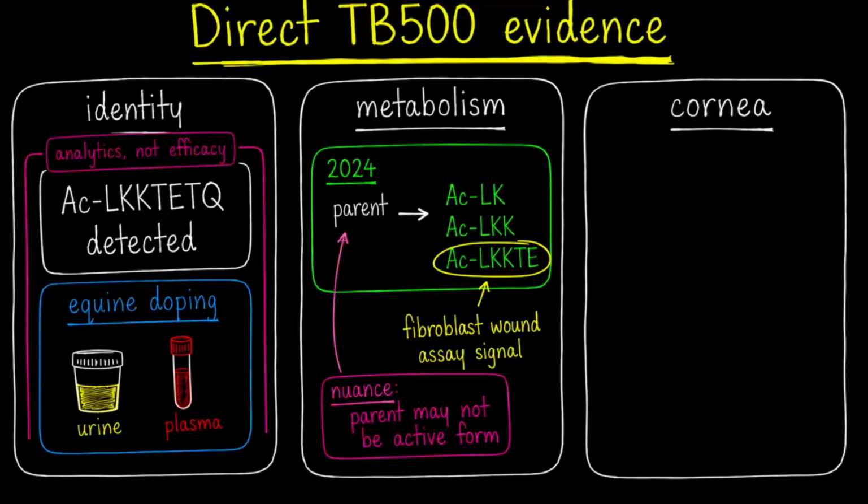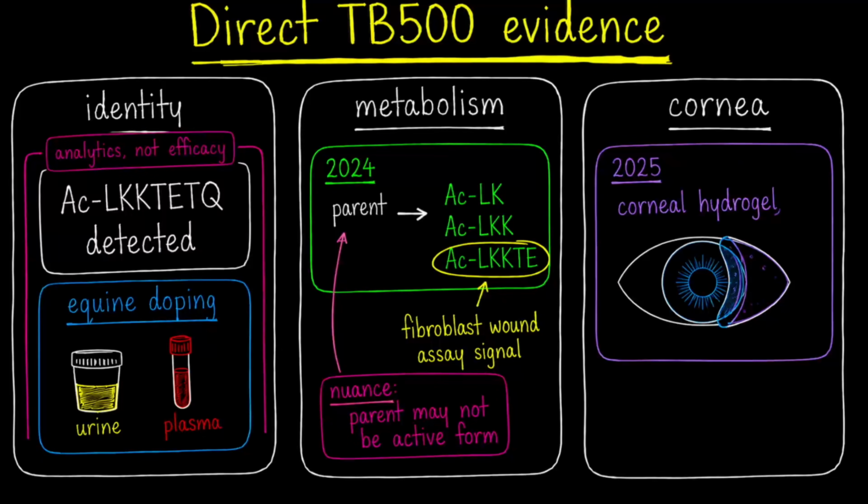And so that's actually a really useful nuance. So the parent here might actually not be the specific thing that is very, very active in the body. But again, this is just one study. So there's the 2025 corneal hydrogel study. This is probably the cleanest direct preclinical example using the TB-500 associated fragments. LKKTETQ, that's the full TB-500 molecule.